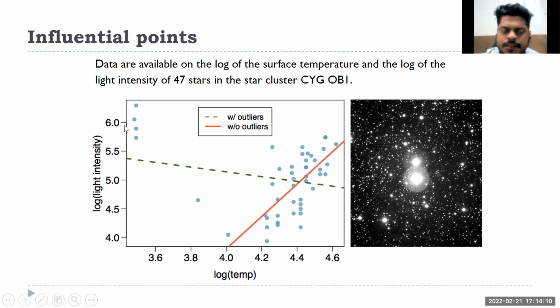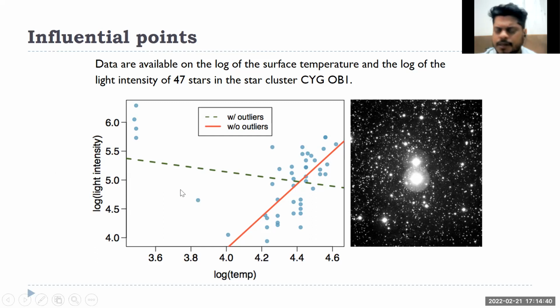But the problem is there are few points. So these 4 points are influencing your regression line. If I create a regression line including all the 47 stars, their light intensity and their temperature, I'll have this green line. This regression line, what will be the equation? Around 5.4 minus 0.1 or 0.2 some log of temperature.